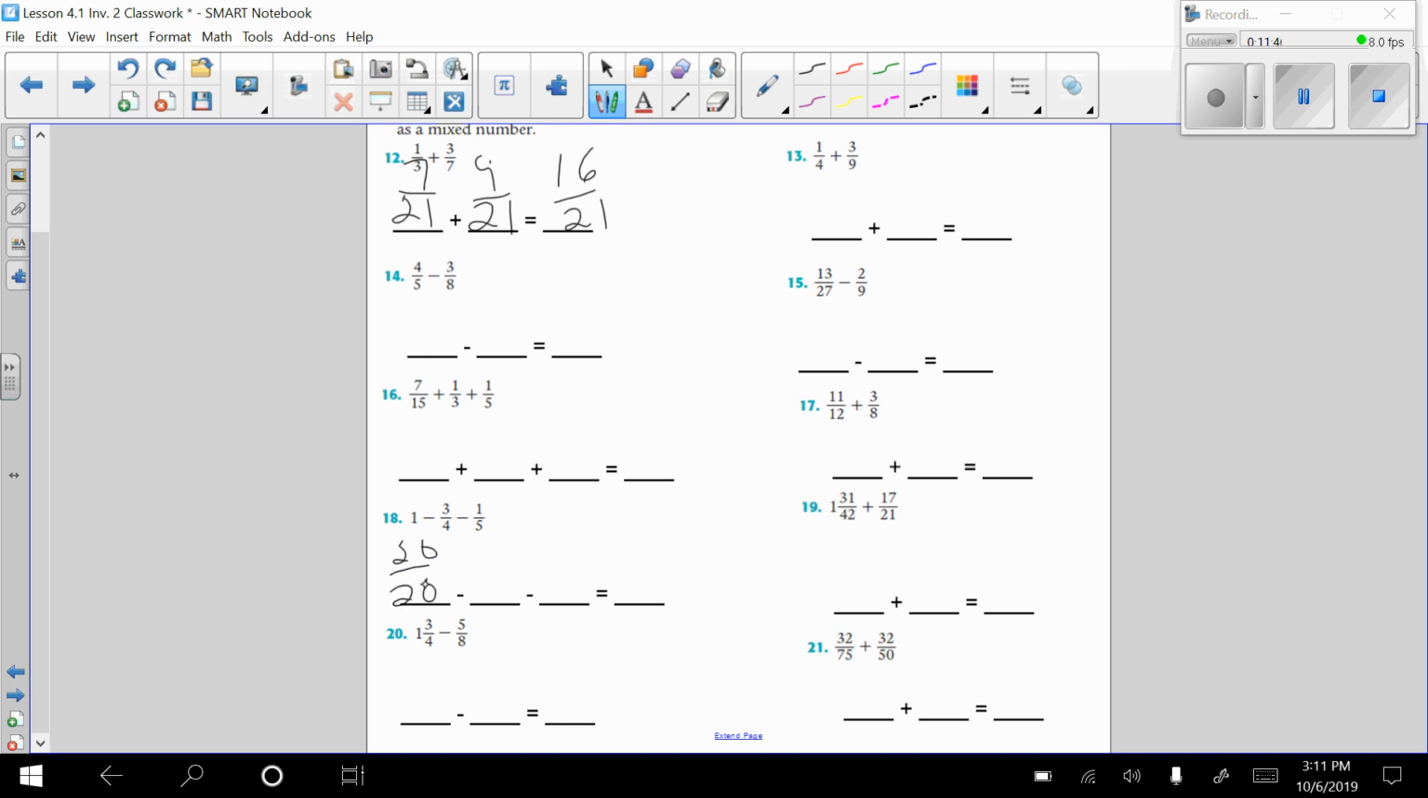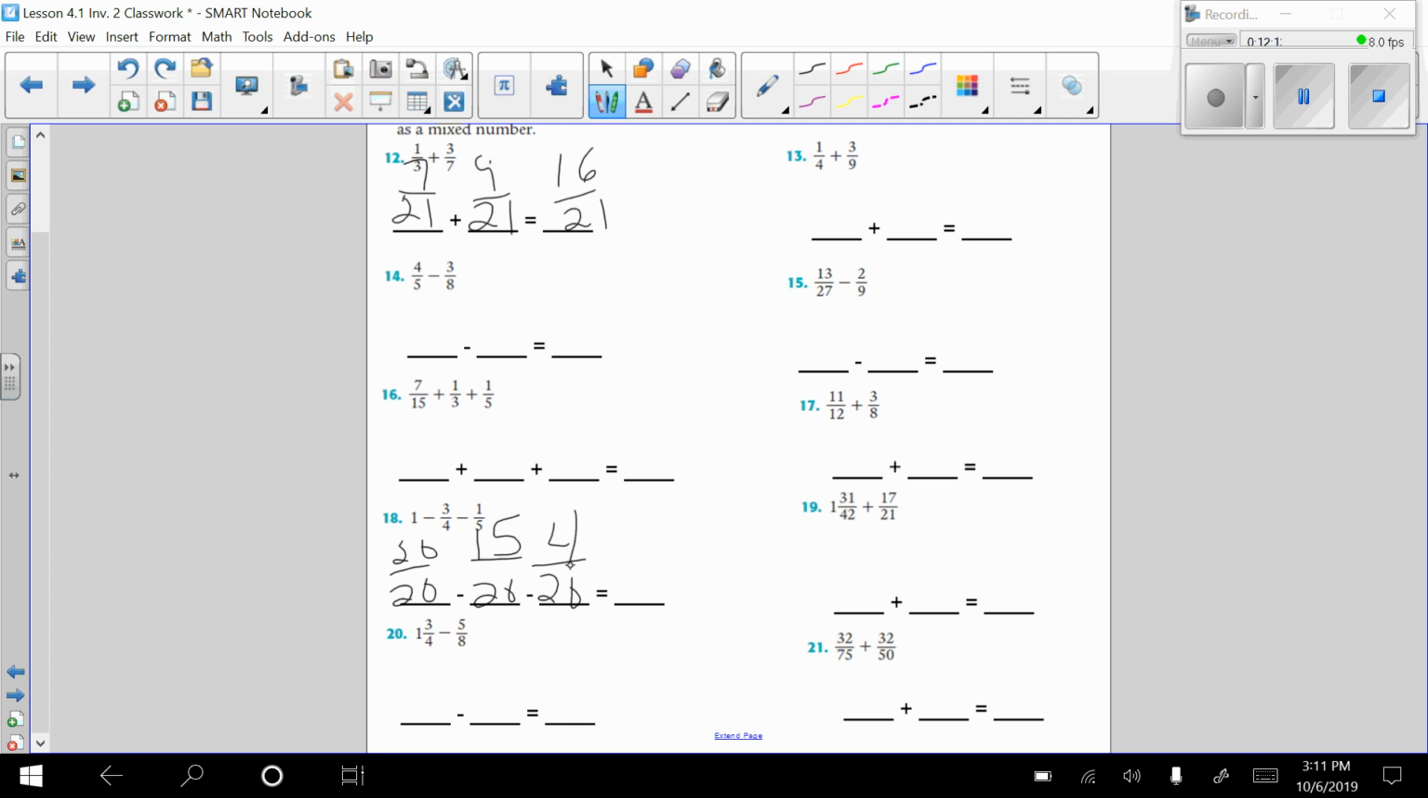Remember, if the numerator and the denominator are the same, it's 1 whole. Minus the 3/4, well, let's put the common denominator of 20. Whoops, excuse me, I wrote that a little wrong there for you. 4 times 5 gave me 20. 3 times 5 is 15. For 1/5, 5 times 4 gave me 20. 1 times 4 is 4.